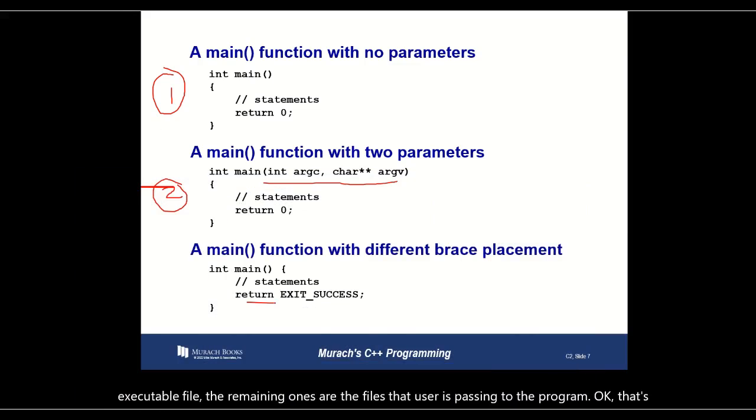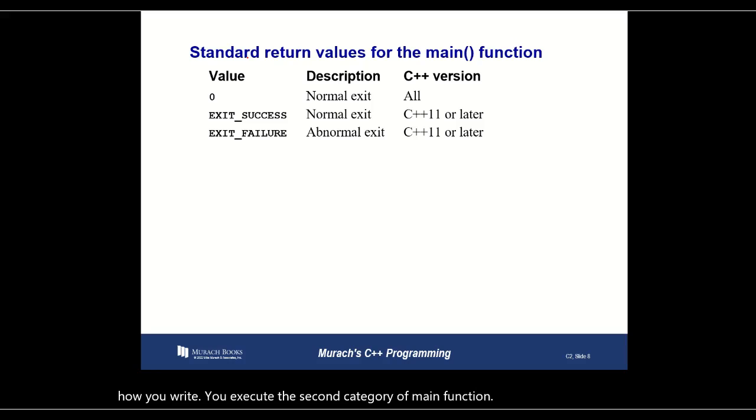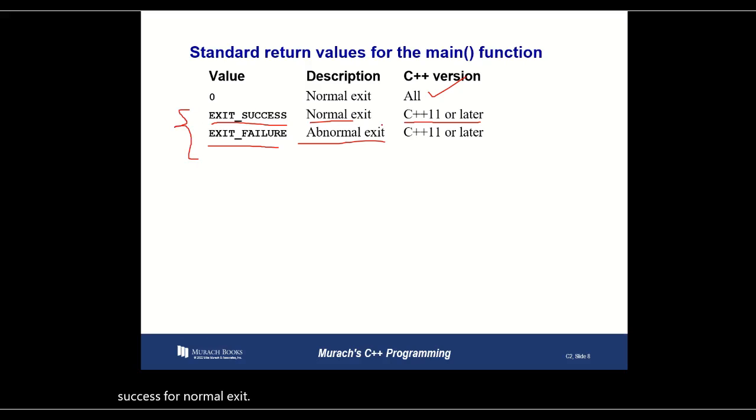The return type can be EXIT_SUCCESS. There can be multiple standard return values like this one. 0 is a normal exit for all C++ versions, but for version 11 or later, you can use EXIT_SUCCESS for normal exit and EXIT_FAILURE for abnormal exit. But these keywords are available only after C++ 11.